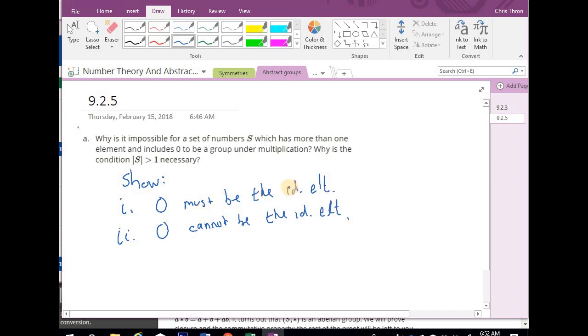All right, now the first is true no matter whether or not S has more than one element. The second one is only true if S has more than one element. So you should think about what identity element means. Identity element means that the identity times any element is equal to that element. So think about those two conditions and show both of them. That will be sufficient to prove the result.